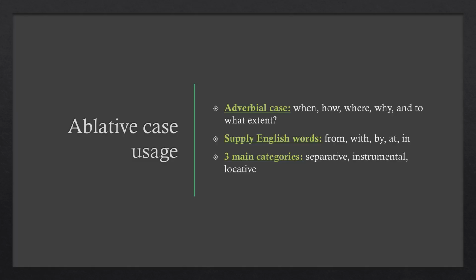So what does the ablative case do? The ablative case is perhaps the most versatile case in Latin. Think of it as the adverbial case. It tells us when, how, where, why, and to what extent an action occurs. When translating a noun in the ablative case, you often have to supply words like from, with, by, at, and in. You will learn specific uses of the ablative case later in the semester and next semester, but for now I will introduce you to the three main categories of ablatives: separative, instrumental, and locative.